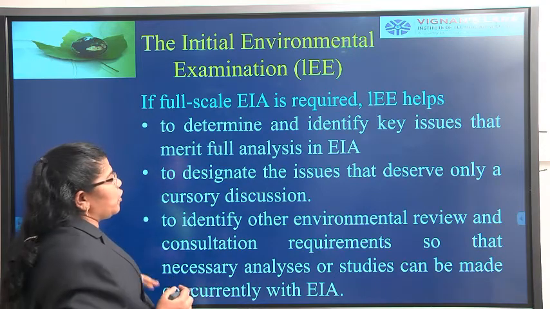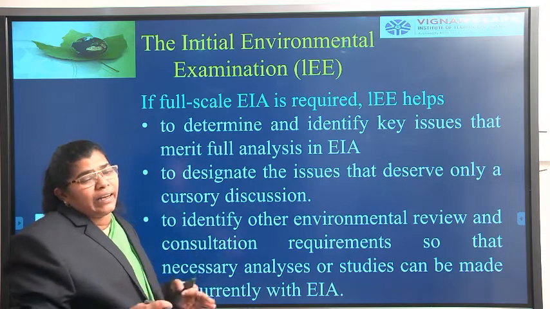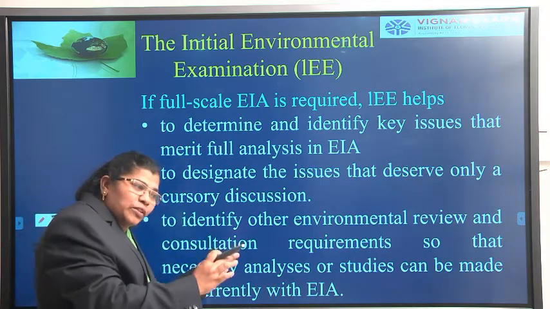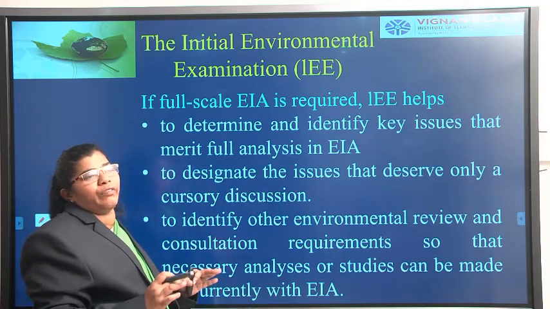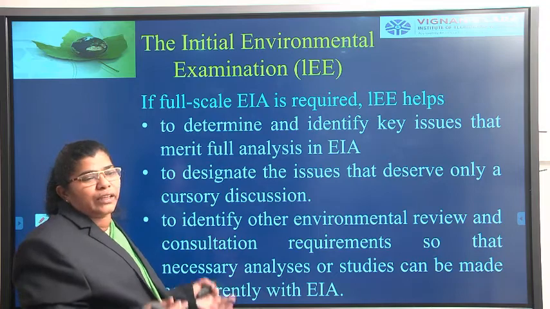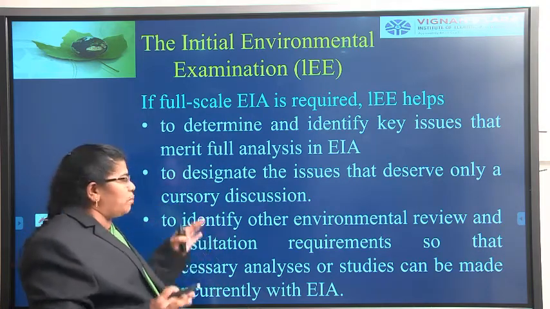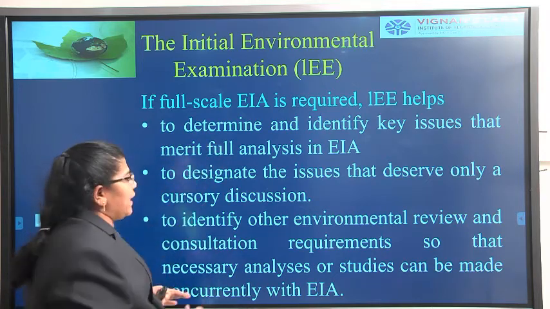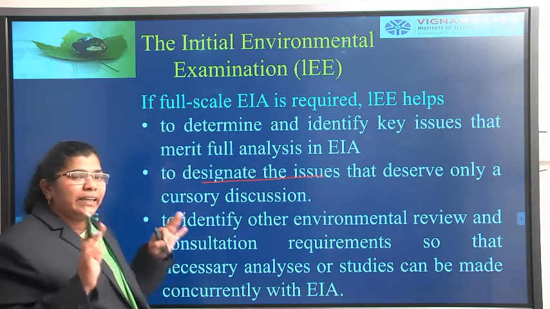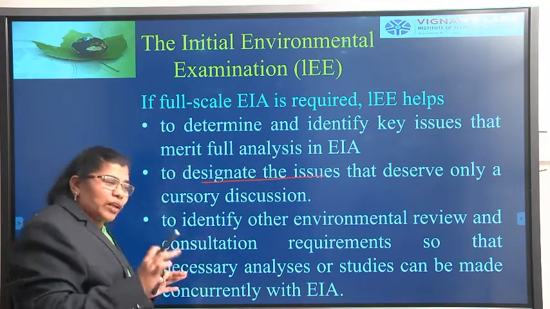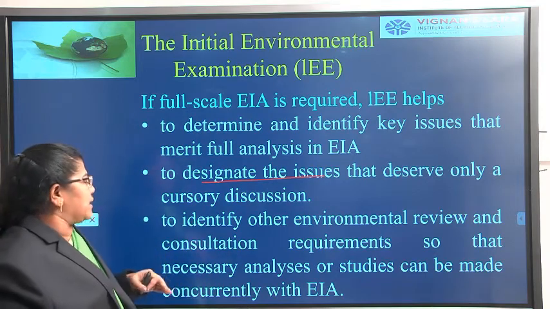The next thing we have to take is to designate the issues. With the initial study, they will think about what the positive issues are and what the negative issues are. Once they decide that, if the EIA is required, they will mostly concentrate on the issues given out by this IEE, right? That is, to designate the issues that deserve only a cursory discussion. What are the points that were given by IEE? They don't want to go in for a detailed study again, right?